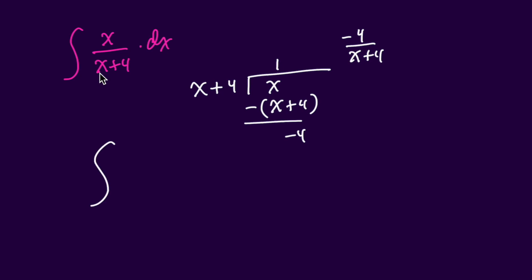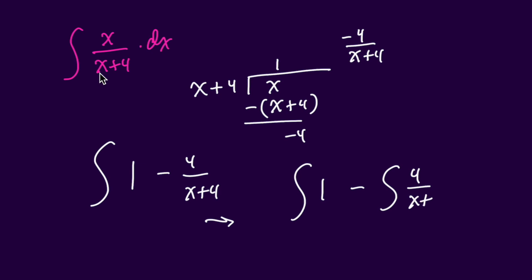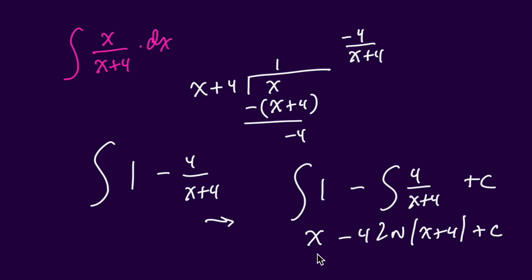So now we're integrating 1 minus 4 over x plus 4, and that is exactly what we ended up with previously. You're going to have the integral of 1 over 4x plus 4 plus c. And when we do the integral, we're going to have x minus 4 ln absolute value of x plus 4 plus c. So that eliminates the extra step because of the substitution that we had to do for x in the previous integral.